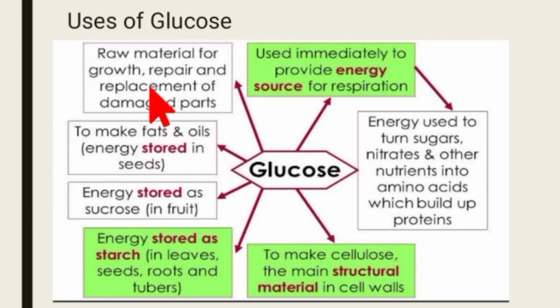Glucose formed at the end of photosynthesis is utilized in many processes. Glucose is used as a raw material for the growth, repair, and replacement of damaged parts. Glucose is also stored in plants in the form of fats and oil. They are stored in seeds.